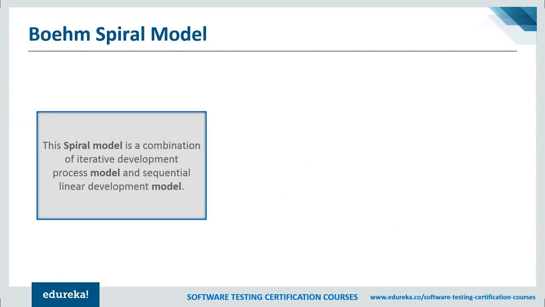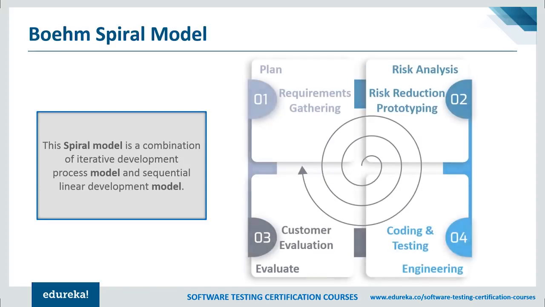Spiral model works in an iterative nature. It is a combination of both the prototype development process and the linear development process, that is your waterfall model. And this model places more emphasis on risk analysis. Mostly this model is adopted for large and complicated projects where risk is very high. Every iteration starts with planning and ends with the product evaluation by the client.